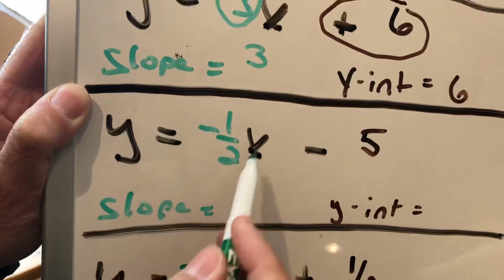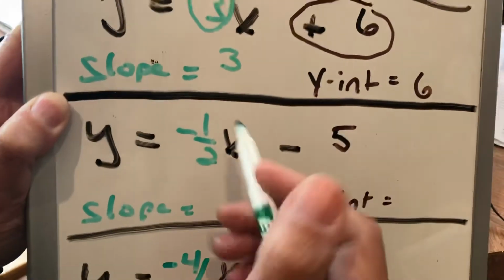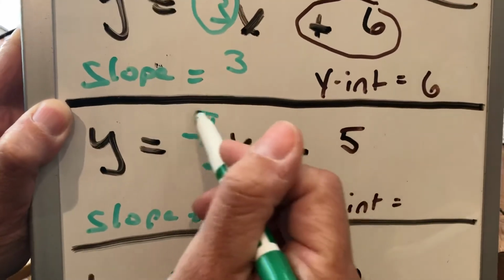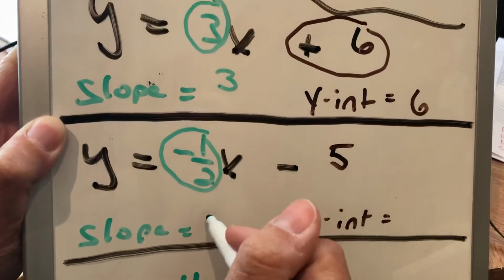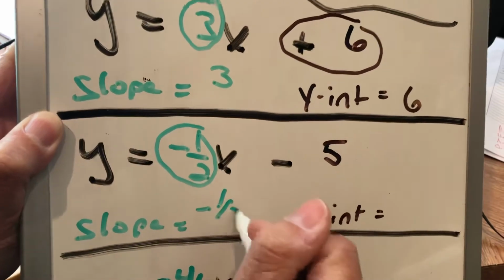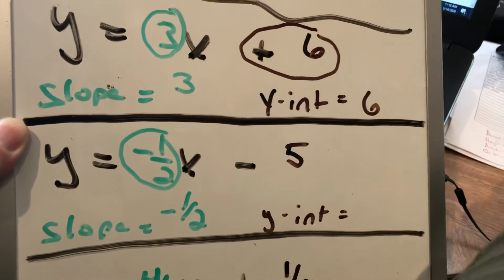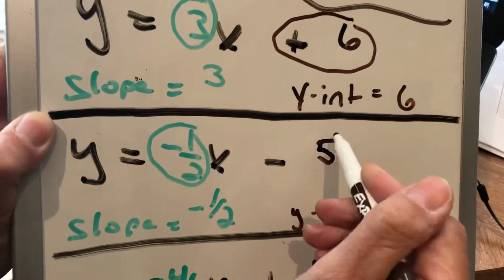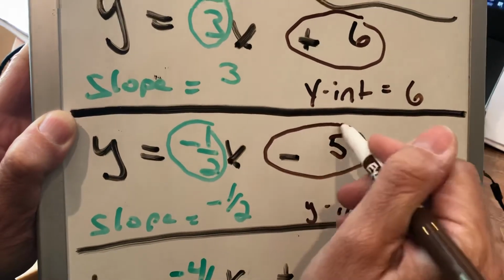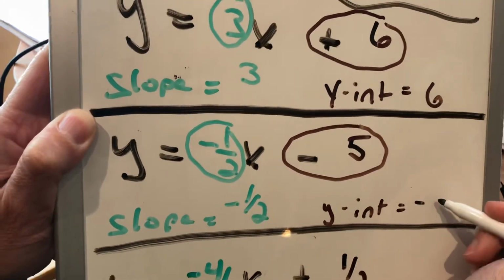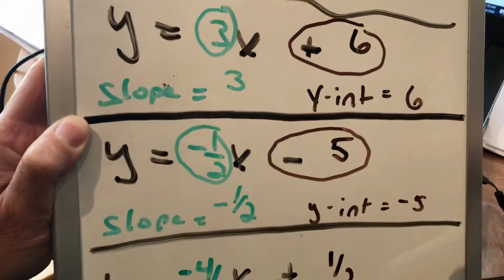Okay, second example. Y equals negative 1/2 x minus 5. Your slope, what's before the x? Negative 1/2. Make sure you use that sign. So your slope is negative 1/2. Your y-intercept is over here, what is left, and make sure you take the sign with it. It's negative. So your answer for y-intercept is negative 5.